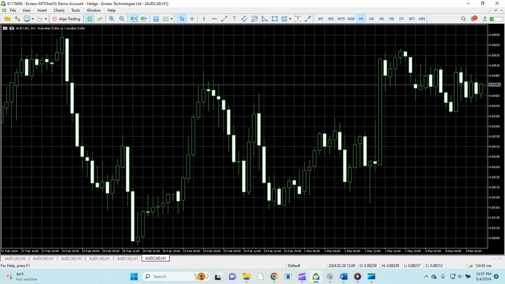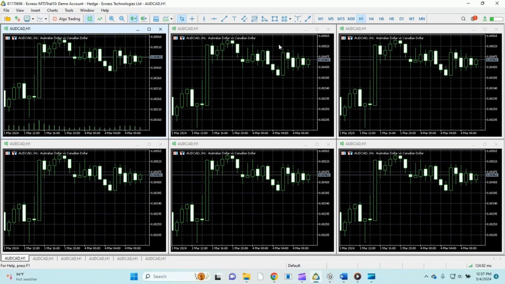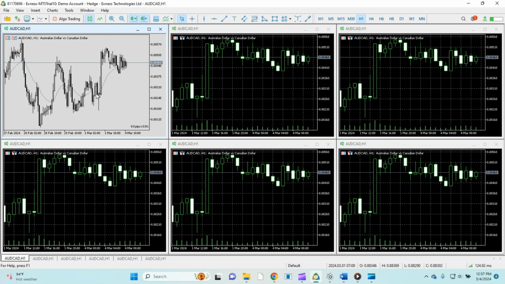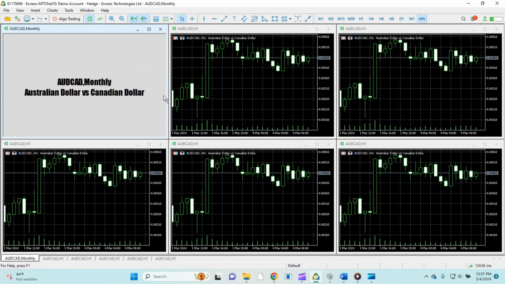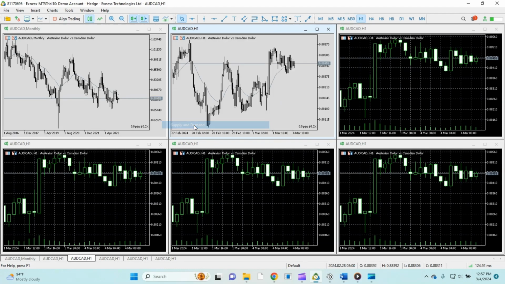So let's just type the window. So you come here and click on this template. Makes it easy for you to view the charts, unlike this default one that comes with the MT5.